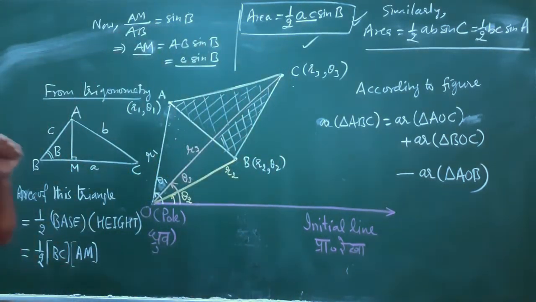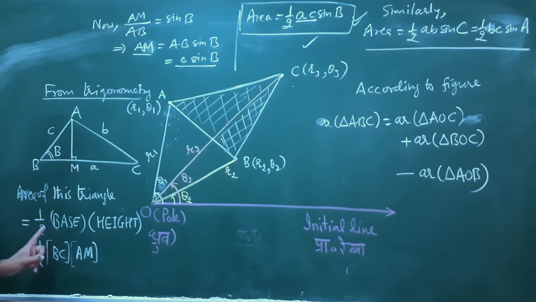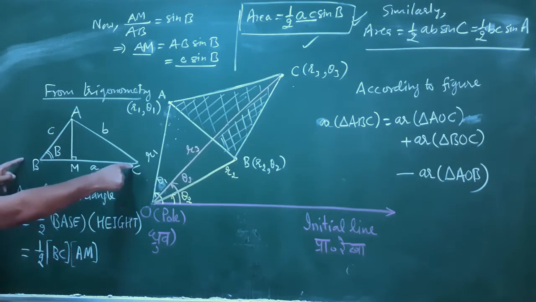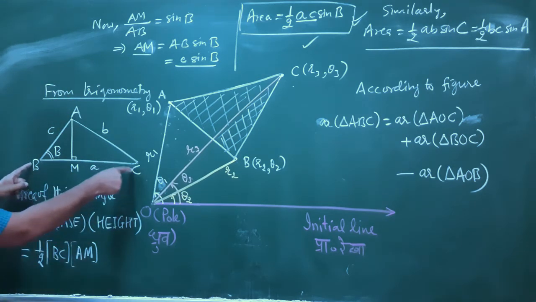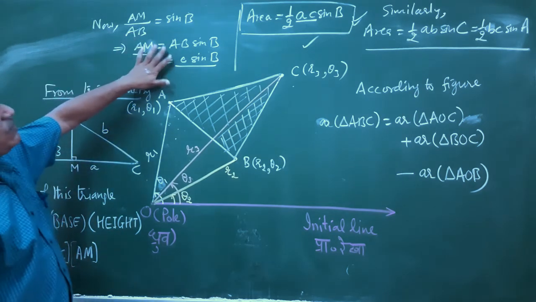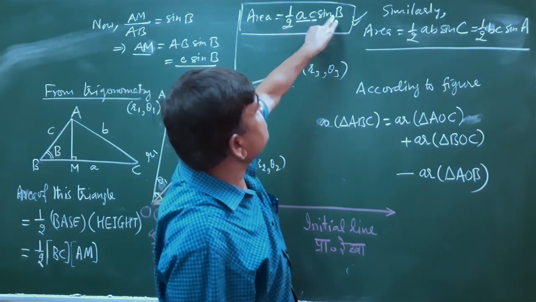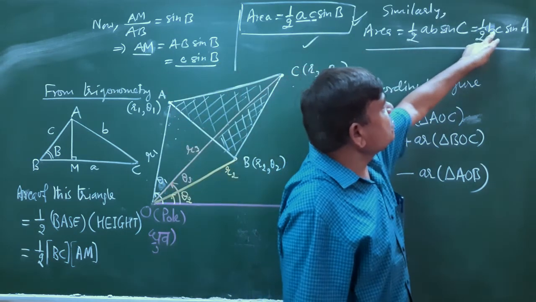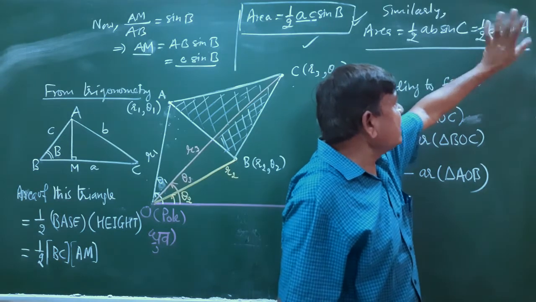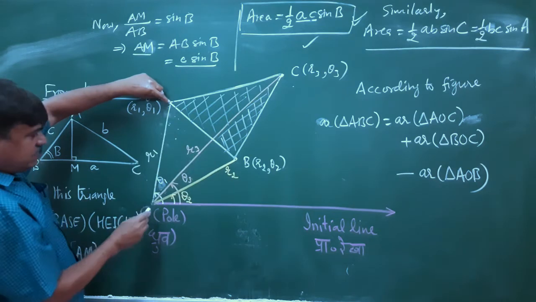I repeat, from trigonometry we have derived this formula, it was given in the previous class. So area of this triangle is half base into height, that is BC into the height AM. Then BC, that is small a, height we can calculate this way. Then area is given by half a c sin B. The missing letter will be the angle you can see. Half a b, missing letter is C, so sin C. Half b c, missing letter is A, so sin A. Now look at this triangle, that is AOC.